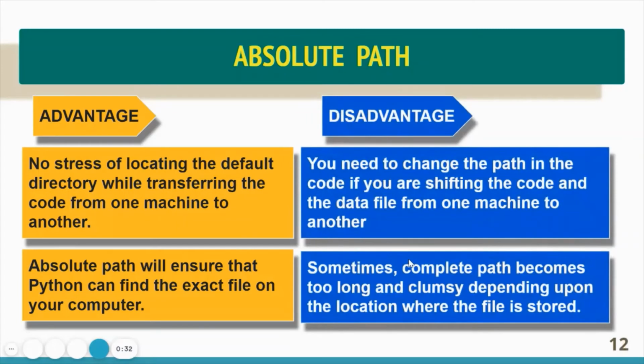But then again, whatever the advantages of a relative path are, they are the disadvantages of the absolute path. Now, if I'm mentioning the absolute path and I'm copying or transferring my code from one machine to another machine, I have to ensure that changes are made in my code related to my path.